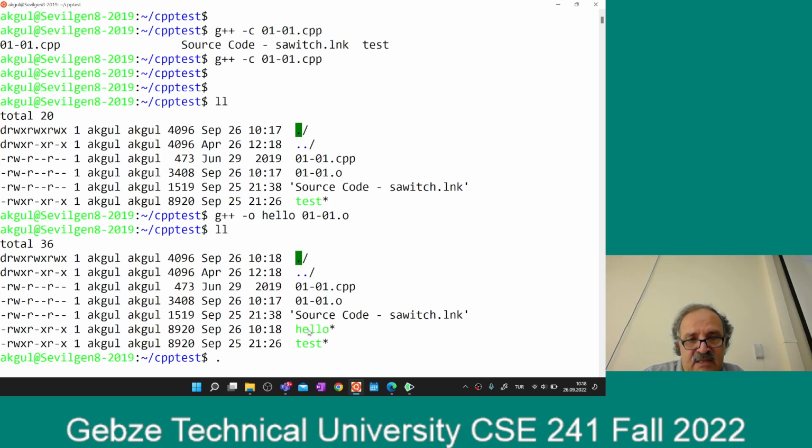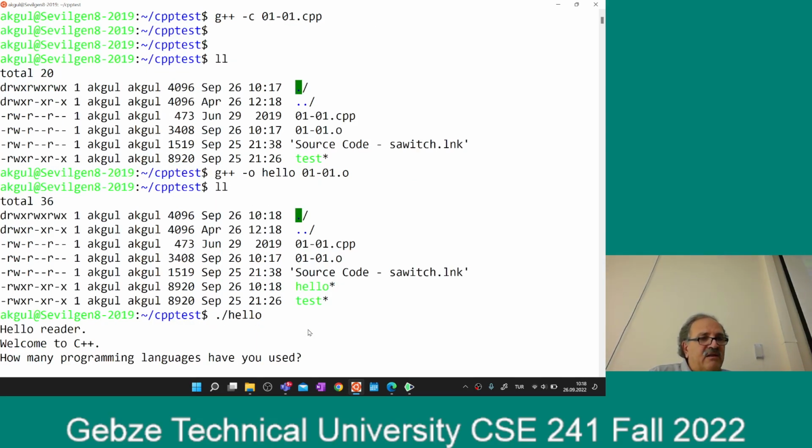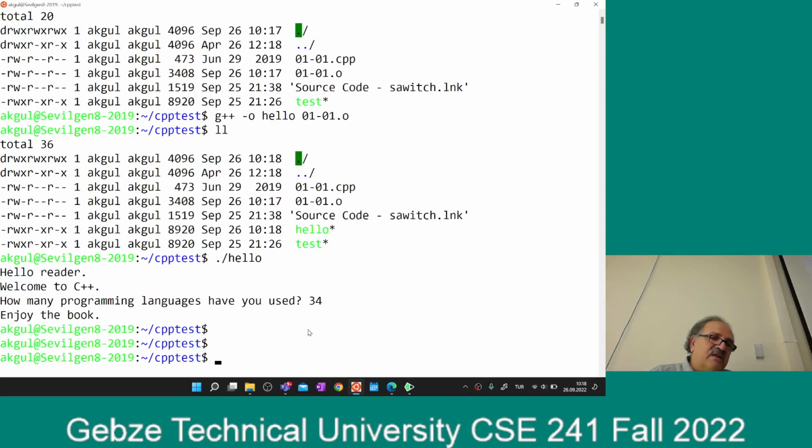Hello. Okay, "Hello reader, welcome to C++. How many programming languages have you used?" I've used 34, and "enjoy the book," it says. Okay, this is how you compile and run.